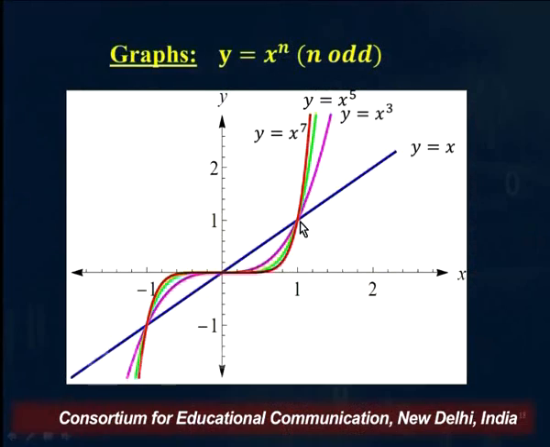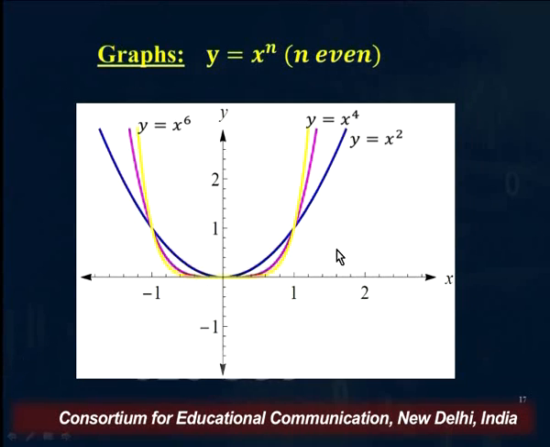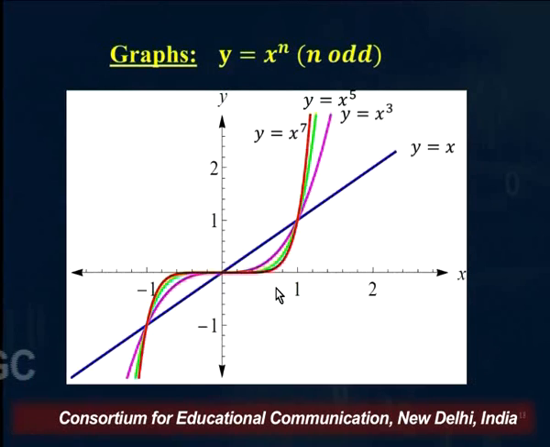And all these graphs cross. What do you notice here? All these graphs pass through 1, 1 and minus 1, minus 1. Here you have symmetry about the origin. In the previous case, the graphs also all pass through 1, 1 and minus 1, minus 1. So this is the discussion for the case where r is a positive integer.